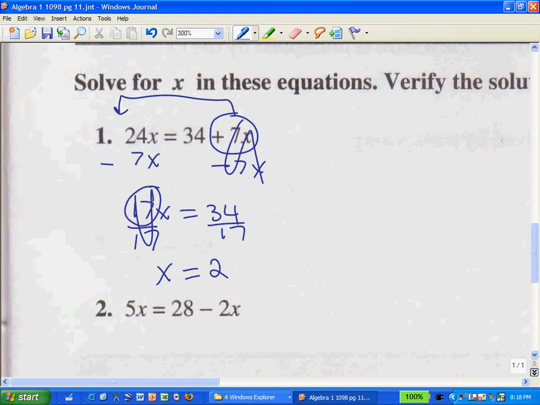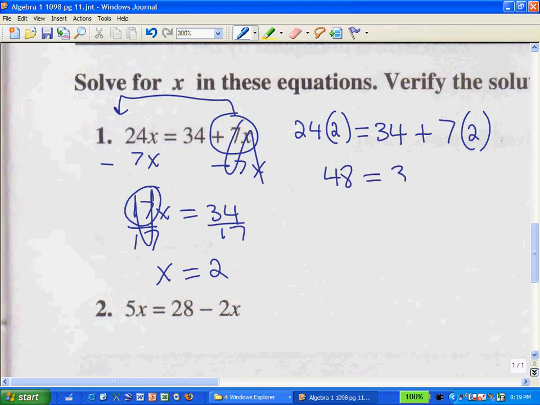Now, let's see if we did this correctly. Let's make sure that our equation is right by plugging what x equals back into the equation. So we've got 24 times 2 equals 34 plus 7 times 2. 24 times 2 is 48 equals 34 plus 14. What's 34 plus 14? Well, guess what? It's 48. And 48 equals 48. So that means that our answer is correct. x does equal 2.